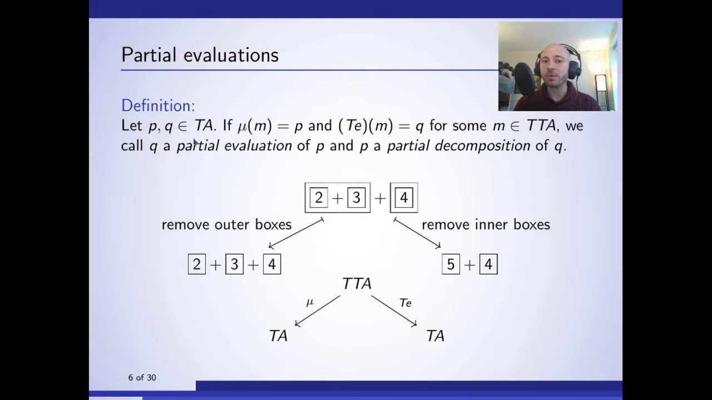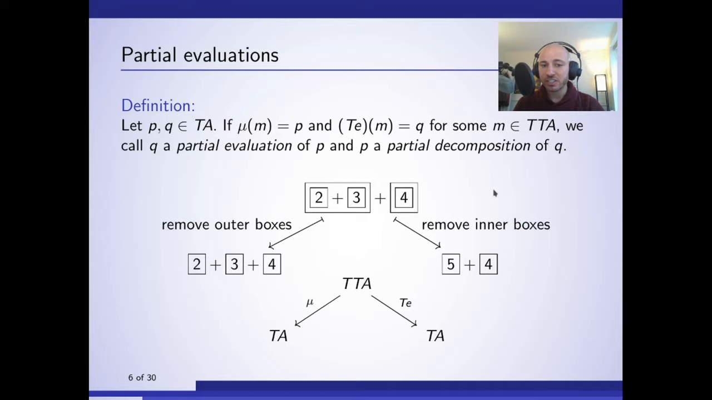So if I have P and Q in TA, you call Q a partial evaluation of P, and P a partial decomposition of Q, if there's an element M in TTA such that applying mu gives us P and applying TE gives us Q. Sometimes we call this element M the witness of a partial evaluation, or the instruction. So it's actually constructive. This tells you how to evaluate this expression into this expression.